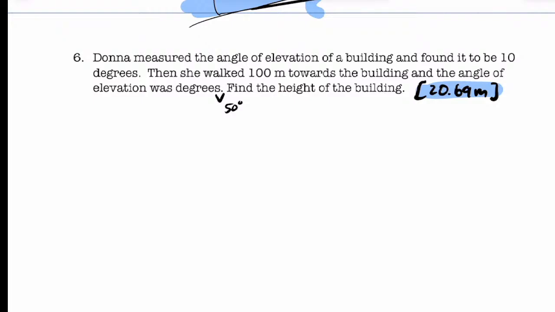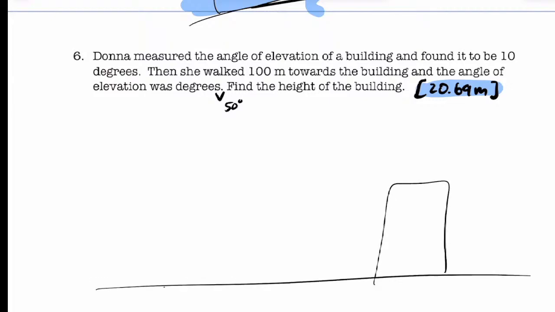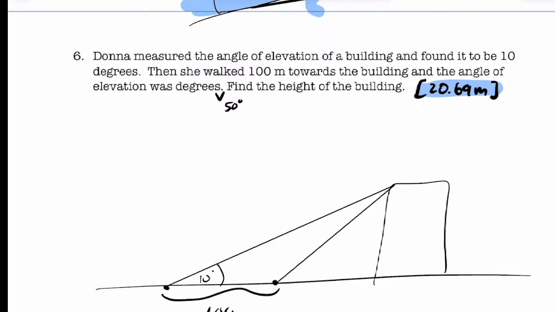Trying to measure the angle of elevation, found to be 10 degrees. So there's a building here. Donna looks up, sees the top of the building. Angle of elevation is 10 degrees. Then she walks 100 meters, looks at that building again, and I had put in 50 degrees this time. What they want us to find here is the height of the building. So you've got all this set up here.